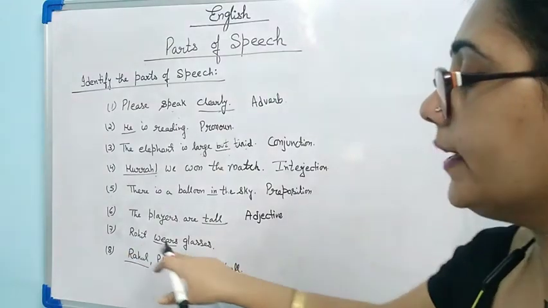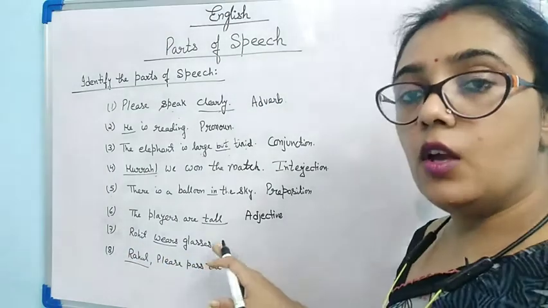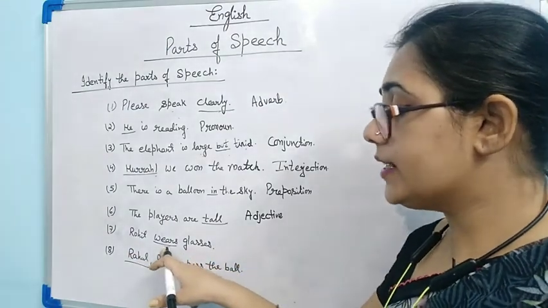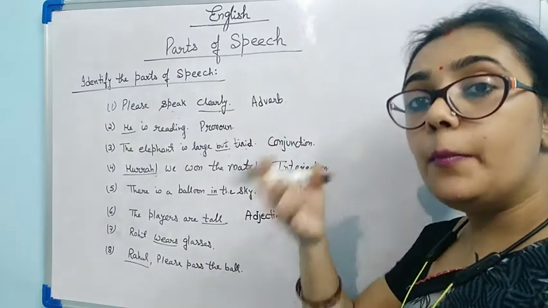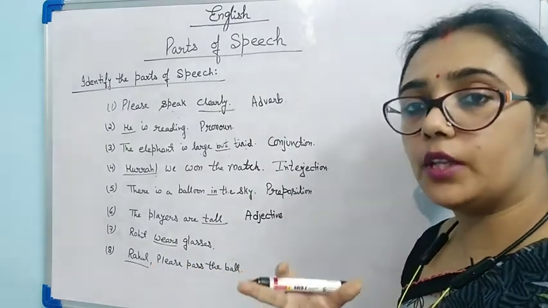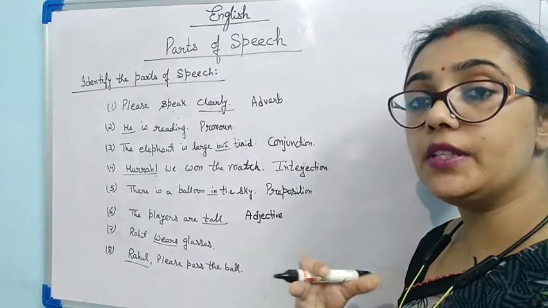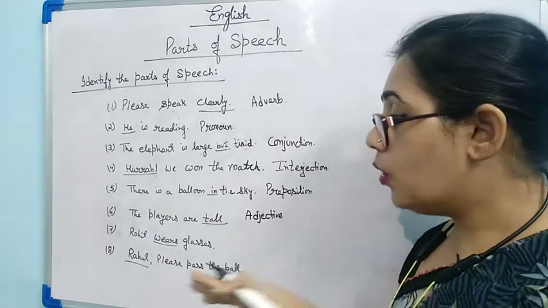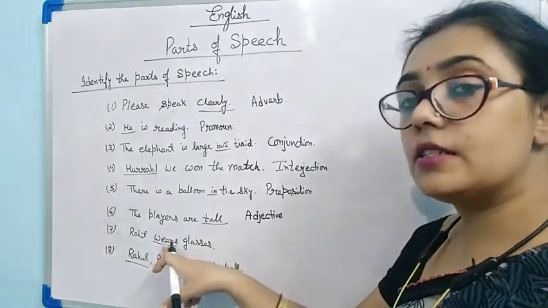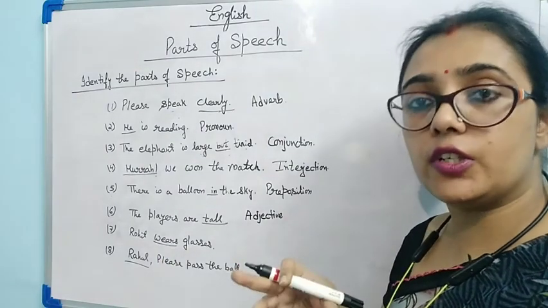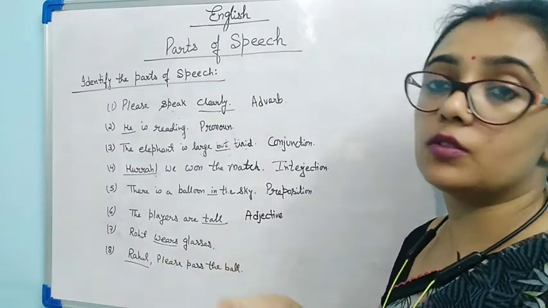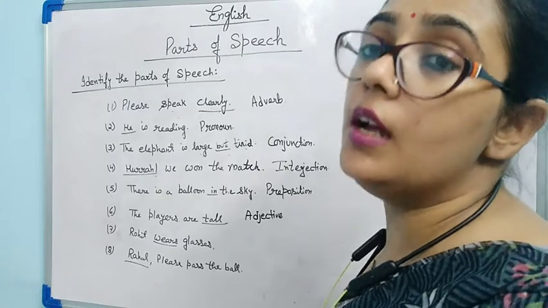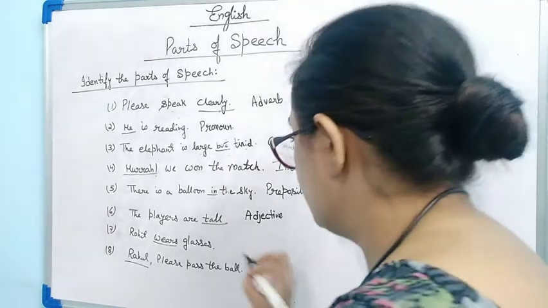Next, Rohit wears glasses. The word is wears. Wear means पहनना. So to do something. Rohit is wearing glasses, that means उसने glasses पहना. So wear means to do an action. It is an action word. So what are the action words or the doing words? Those are verbs.